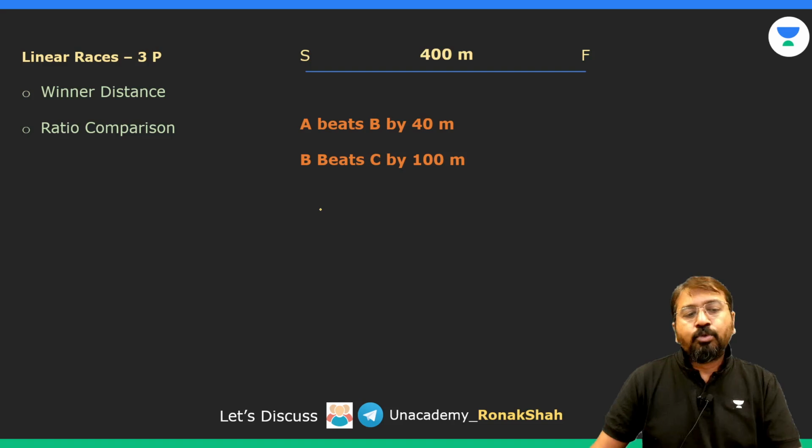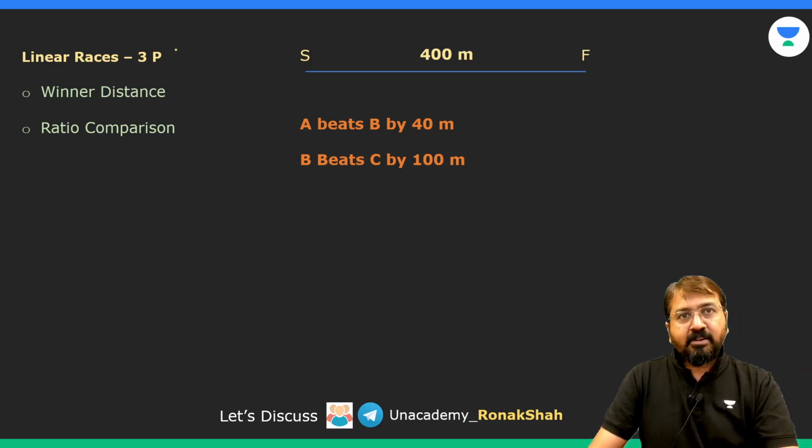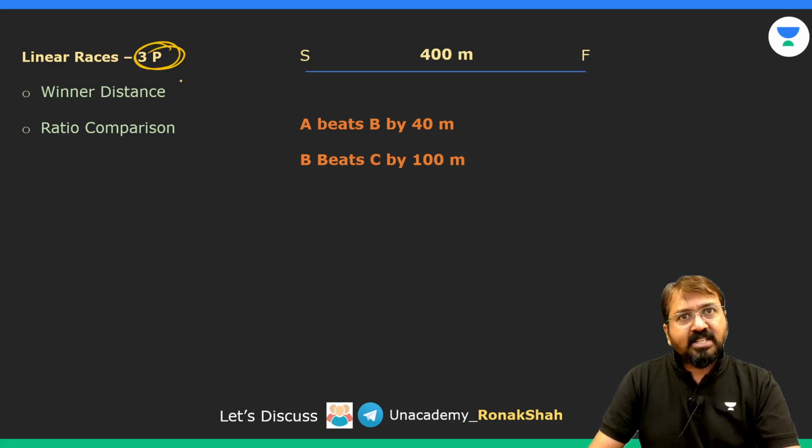Now let's look at a few more points. So guys, what we discussed earlier was mainly for the two-participant race. Of course, that concept can also be used for three participants, but most of the three-participant questions can be solved by the concept of ratio. So let's understand how to use that, and then of course we'll look at questions.